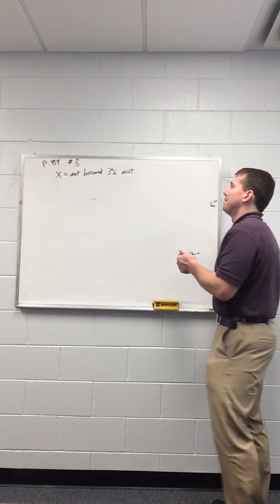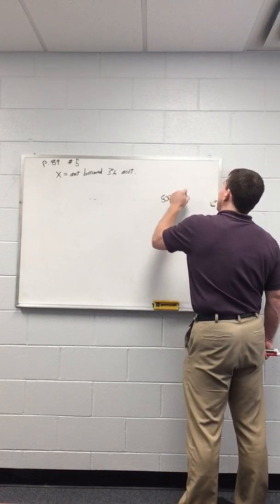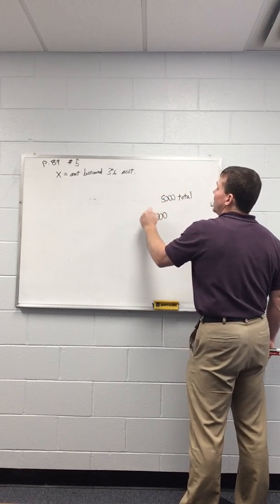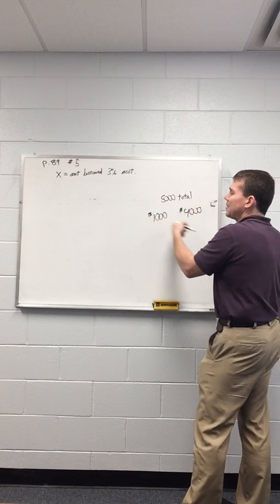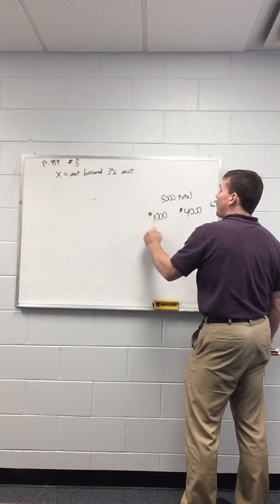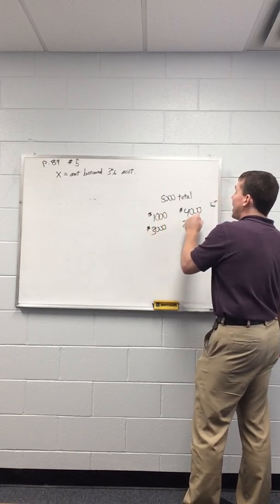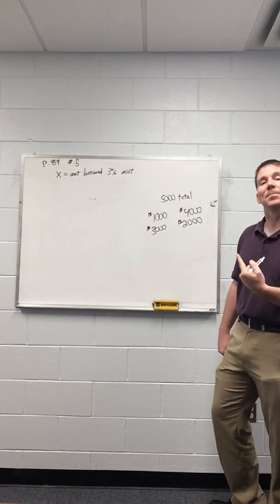And if you think about it, if he borrowed $5,000 total, if I told you the first account he borrowed $1,000 from, you would immediately know the second account was $4,000. Because 5,000 minus 1,000 is 4,000. If I told you he borrowed 3,000 from the first account, you would immediately say he borrowed $2,000 from the second account, because 5,000 minus 3,000 is 2,000.